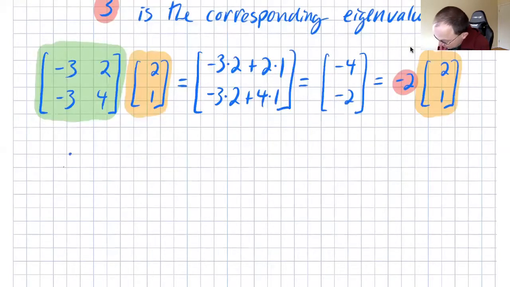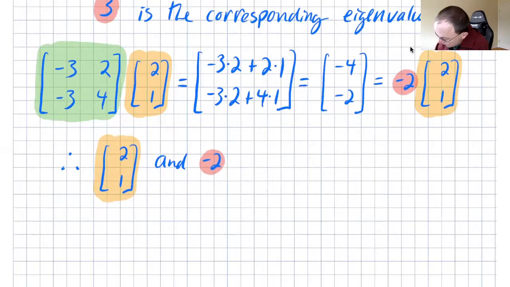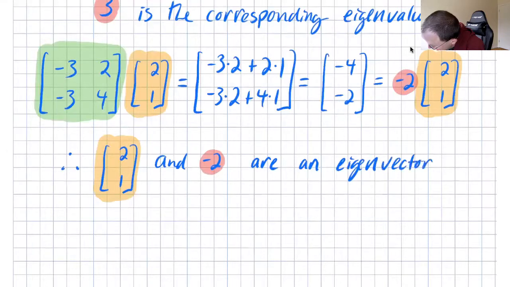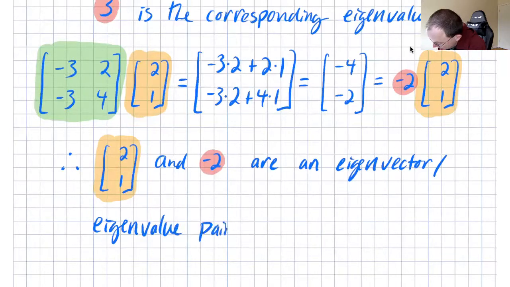So therefore, this vector and this number are an eigenvector/eigenvalue pair of the matrix.